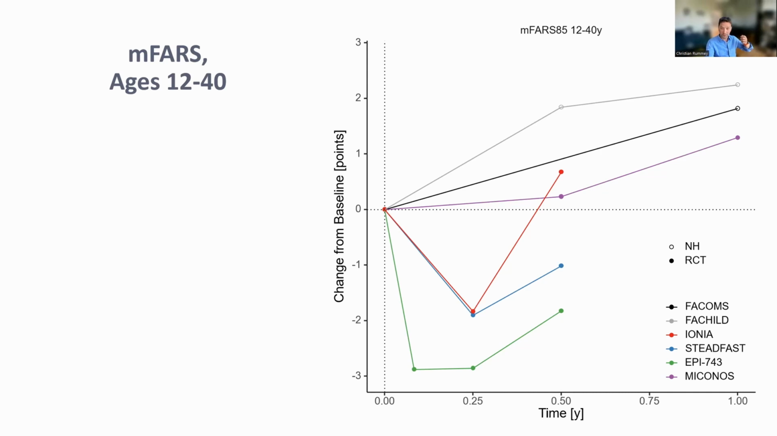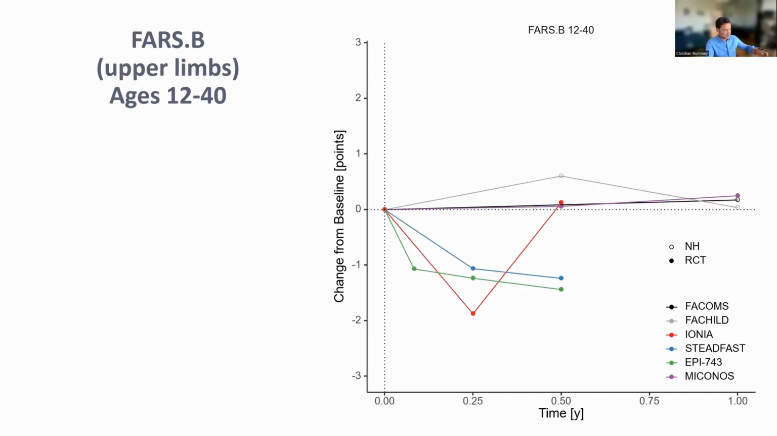So what we also found recently, or what's been shown recently, is that a lot of this placebo effect comes from the upper limb, or I should say appendicular part.